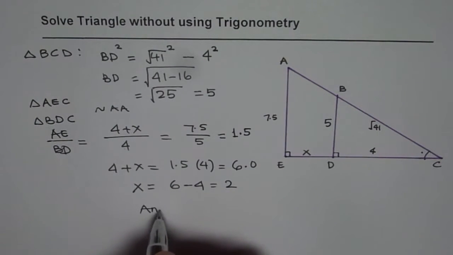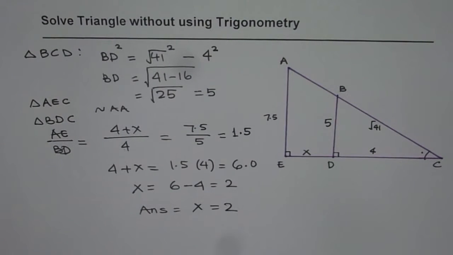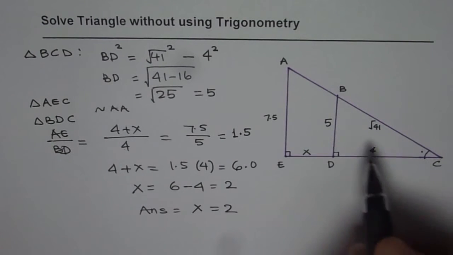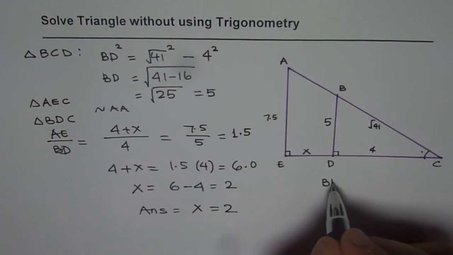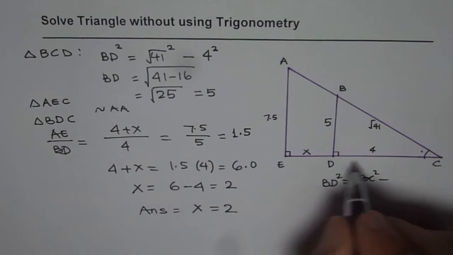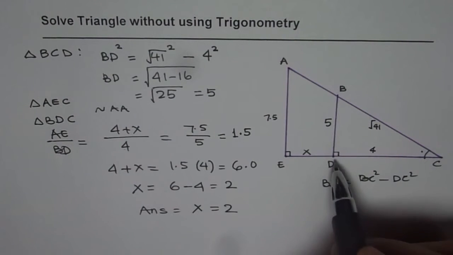So that is our answer. The answer is x equals 2. Correct. So that is how you can solve this triangle. I hope the steps are absolutely clear, right? So begin by solving the smaller triangle. BD square equals BC square minus DC square, correct? So once you find that, you get the side BD.